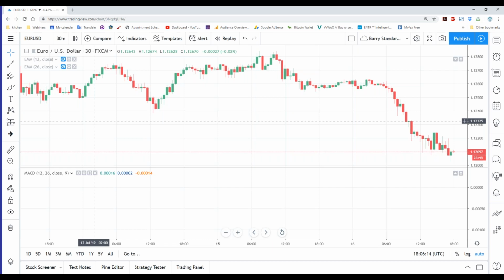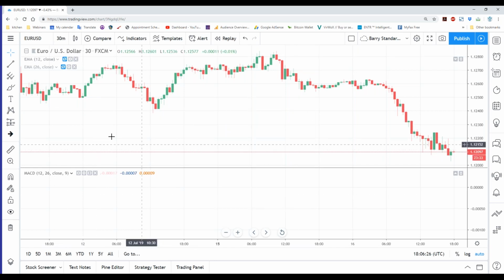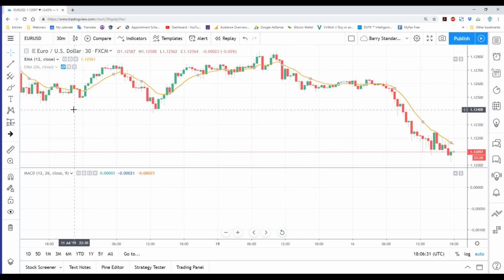So MACD starts out just like its namesake, by using moving averages. MACD starts out with a 12-period EMA moving average. And as you see, I've dropped it on the chart right now, and that's the gold line going across your chart. So it's a moving average. It's the first part, the first line that we're going to use to build MACD.